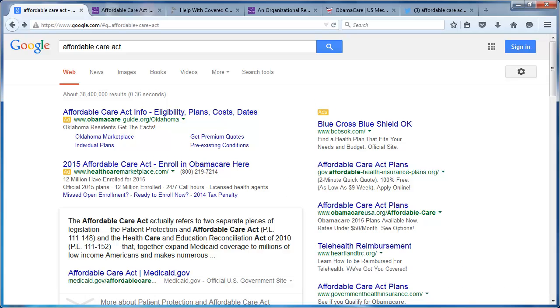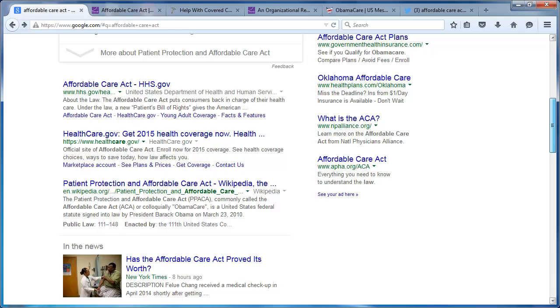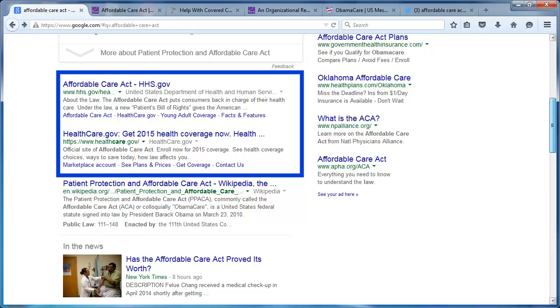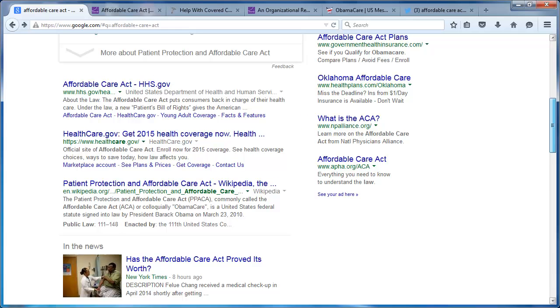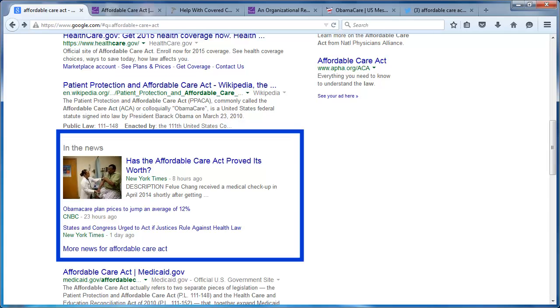A search for information about the Affordable Care Act brings up over 38 million results. Some of them are easy to identify. For example, the ads are clearly labeled as such. And the next three are government websites, which we can tell by looking at the URL. There's the ever-present Wikipedia article, followed by several news results, which are labeled for us by the search engine.